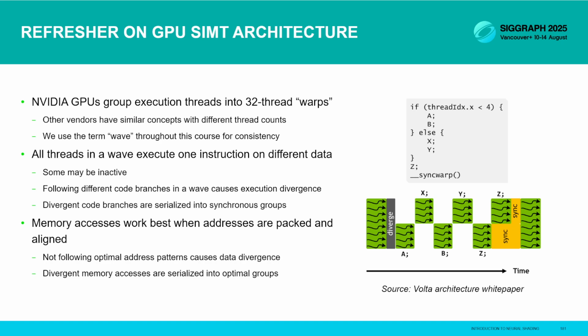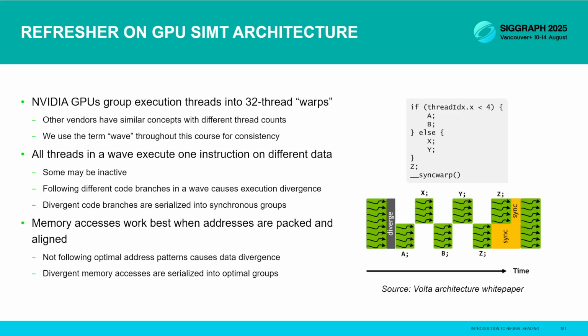Similar serialization happens when threads in a warp access memory in a suboptimal pattern. The optimal memory access pattern is when all threads in a wave access data within one cache line. For example, a wave collectively loads 32 consecutive integers from memory. If threads access memory all around the place, accesses to separate cache lines are internally serialized by hardware and work slower than the optimal patterns.